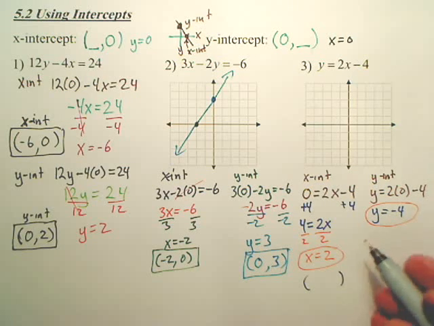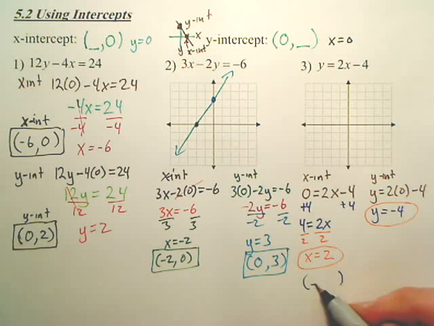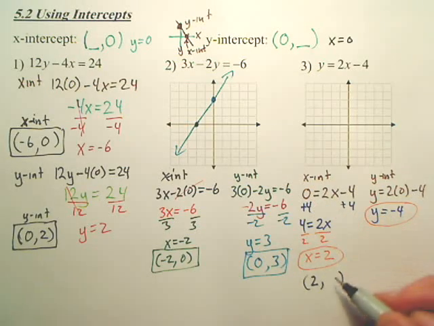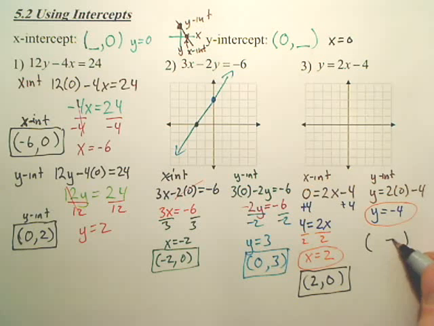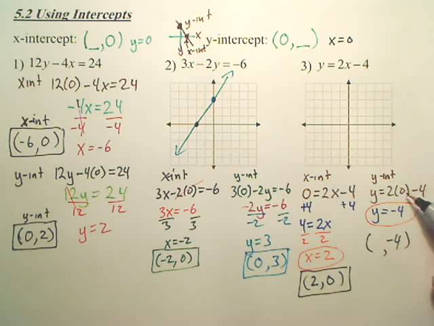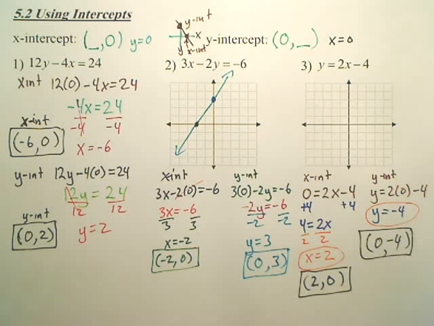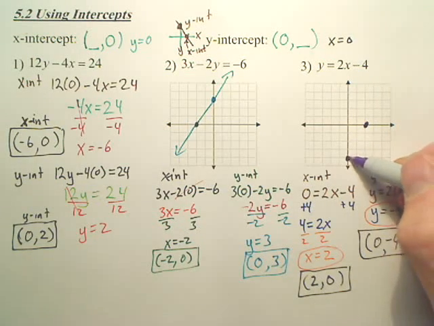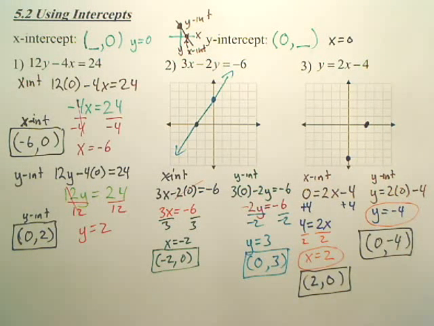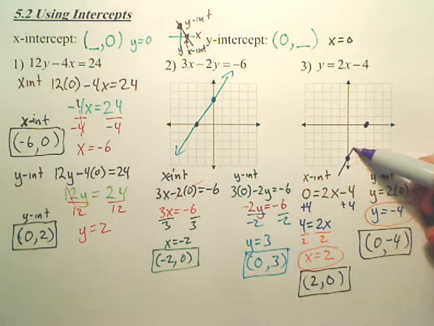What's this coordinate? Well, x is 2. What's y? Wasn't y 0? And for this coordinate, if y is negative 4, wasn't x 0? Okay, 2, 0. Isn't that right here? 0, negative 4. Isn't 0, negative 4 right there? At 0, go down 4. Do you have a line? You should.